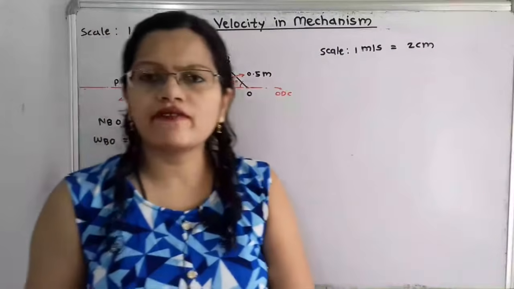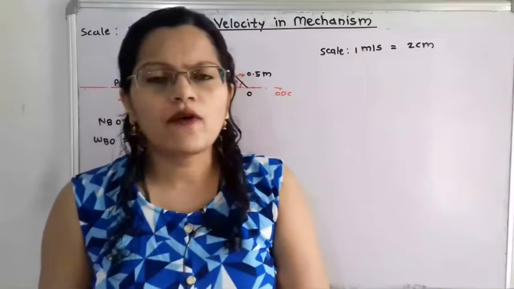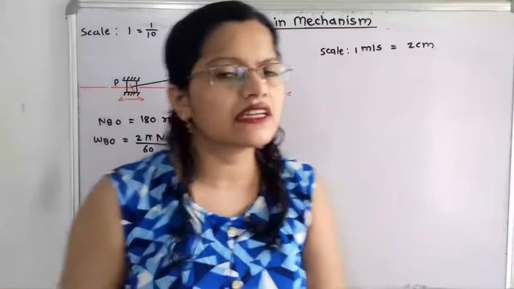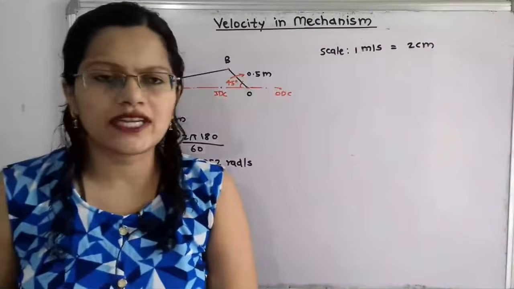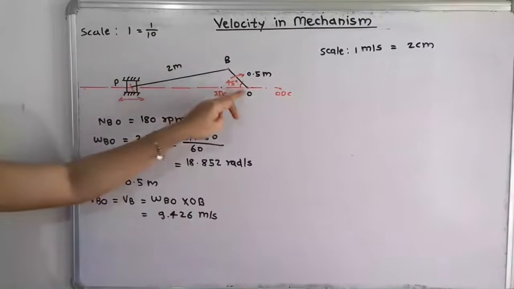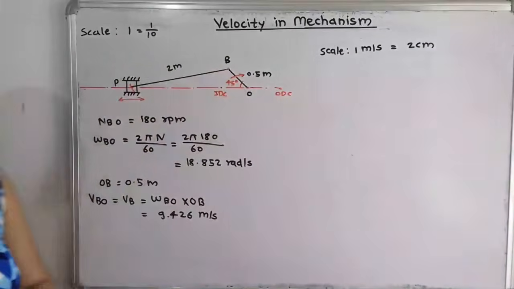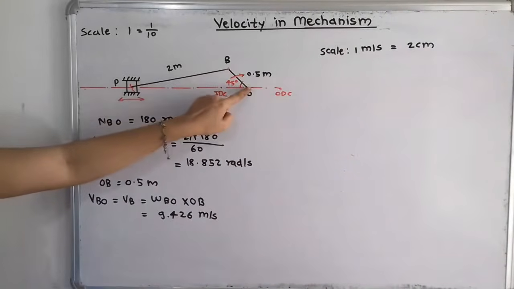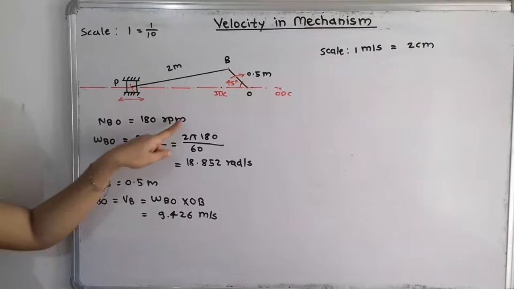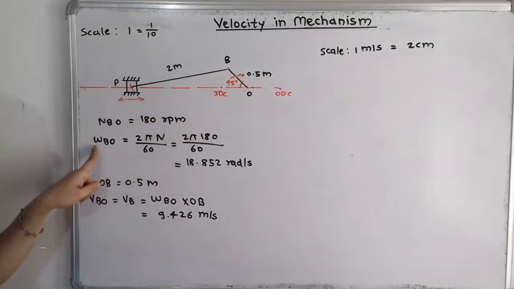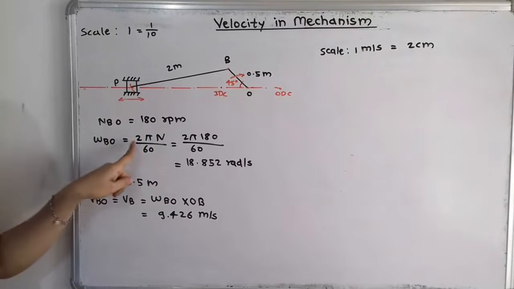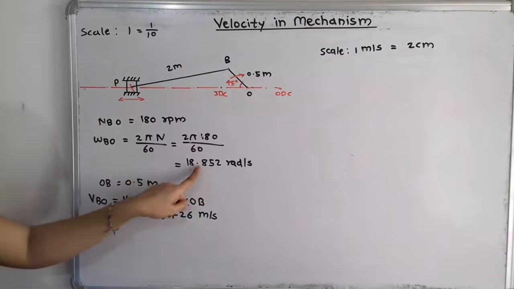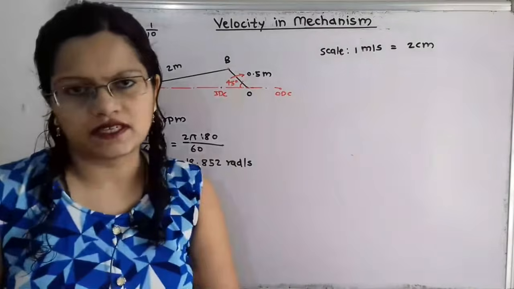Now we will move to the velocity diagram. For that, from the given data, we first have to calculate the linear velocity. Here the rotational speed for this crank BO is given. We define N_BO, the rotational speed of B with respect to point O, as 180 rpm. From that we can calculate the angular velocity omega_BO = 2 pi N by 60, that is 2 pi into 180 by 60, which is equal to 18.852 radians per second.